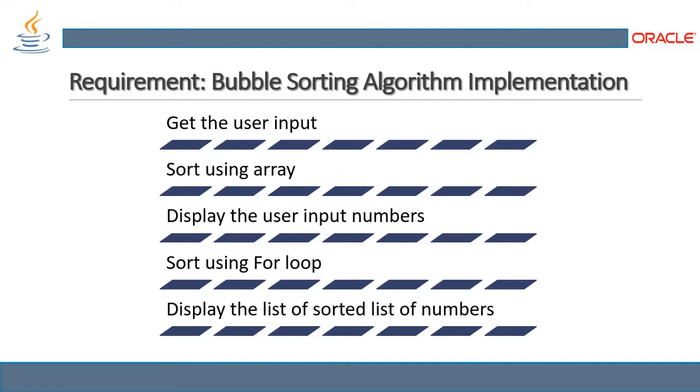The requirement of the bubble sort algorithm implementation in this example is, first, we need to get the user input and decide what data type we are going to consider here. Since it is going to be a simple sorting algorithm, we are going to use a single data type using an array. So we are going to implement it using an array. Display the user input numbers. Once we get the user input, we put it in an array and display the user input array. Then sort using a for loop and display the sorted list of numbers.